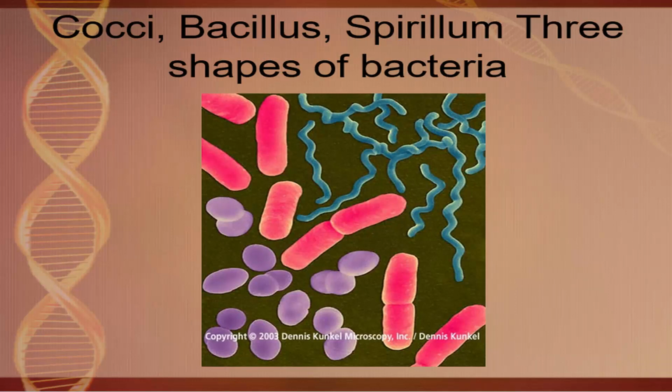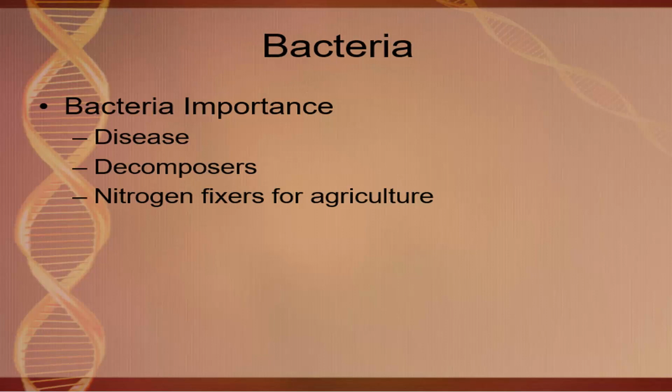There are three basic shapes of bacteria in the regular bacteria, not the archaics. There are Cocci, Bacillus, and Spirillum. The Cocci are the round ones, Bacillus are these rectangular tube-like ones, and the spiral ones obviously are Spirillum. Why are bacteria important? Well, obviously disease.